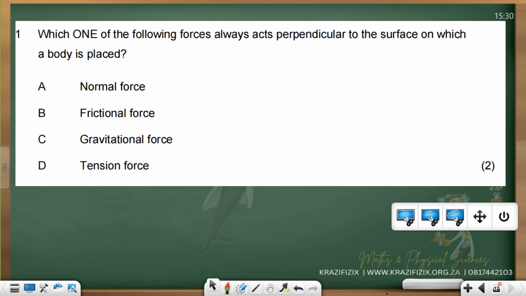Which one of the following forces always acts perpendicular to the surface? It's normal to have a question like this. I've already given you the answer.